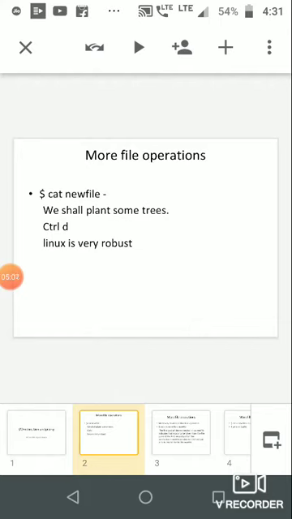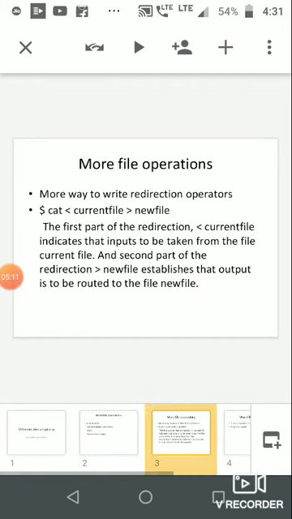Now let us go to more file options, with another example. Suppose we write the command cat < current_file > newfile. The first part of the redirection, left arrow current file, indicates that the input is to be taken from the file named current file.